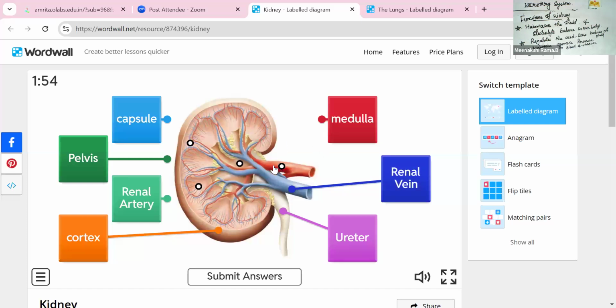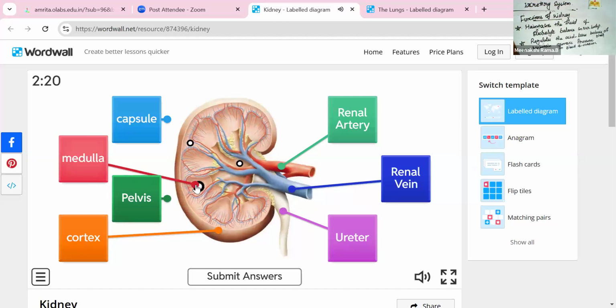And next, the red color part is usually known as artery. So this is renal artery part. So this is renal artery. Artery contains the pure blood, the renal vein. So the gray color, blue color tube is known as vein part. That is renal vein part. Which is the medulla part? Yes, this is medulla part.